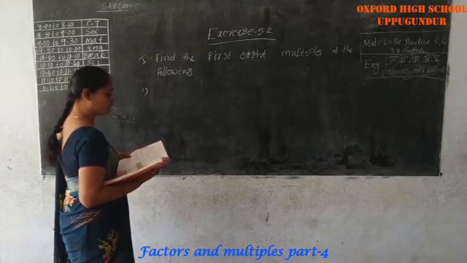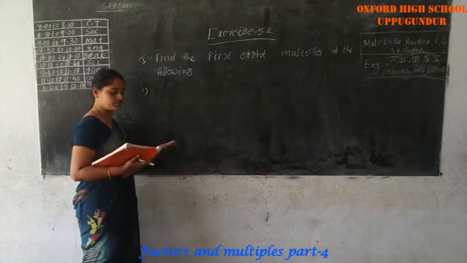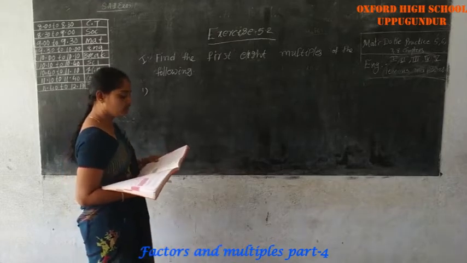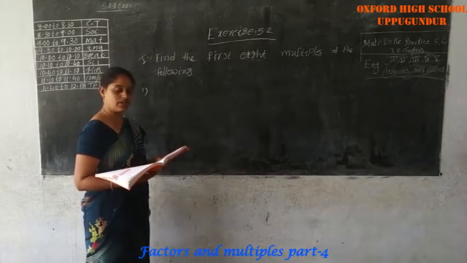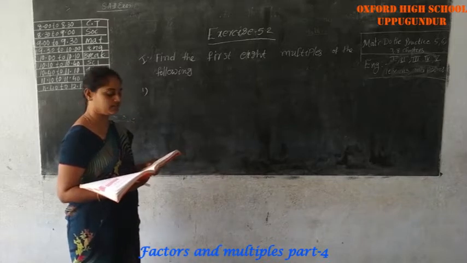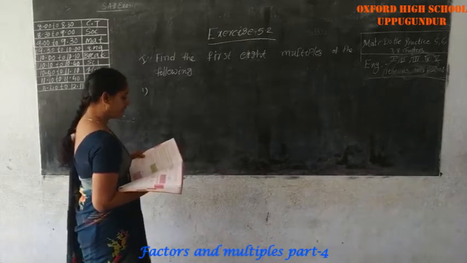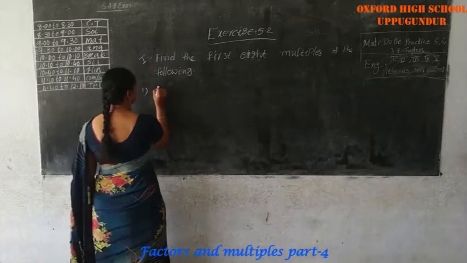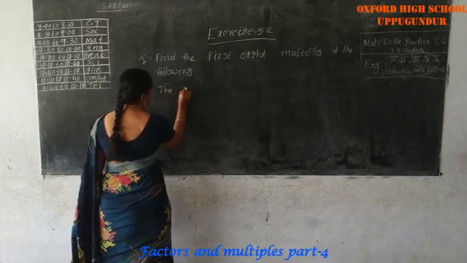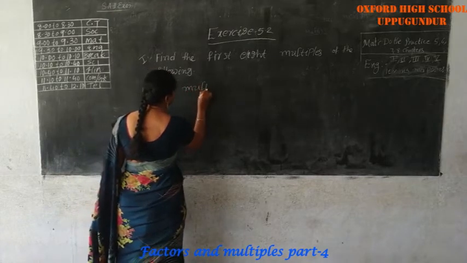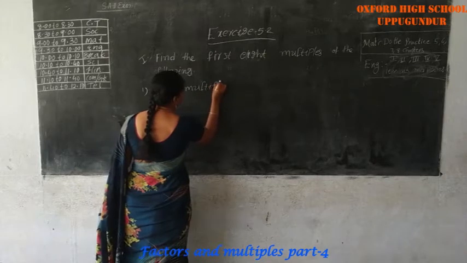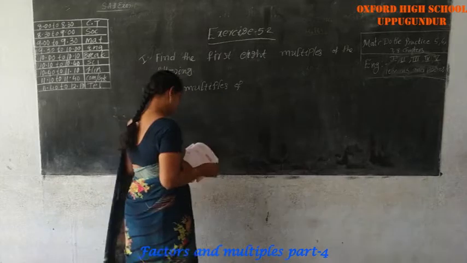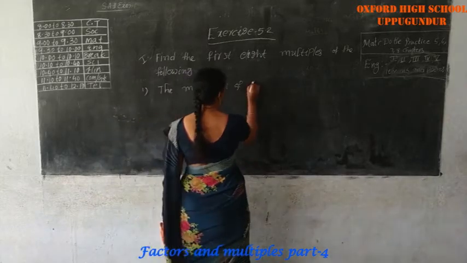See, the multiples of a number are the answers you get in the multiplication table of that number. We can also get the multiples of a number by using the skip counting method, beginning with the number. For example, the multiples of 8.